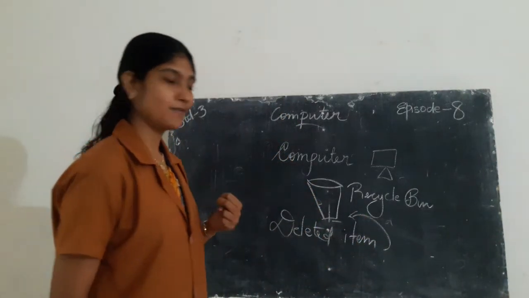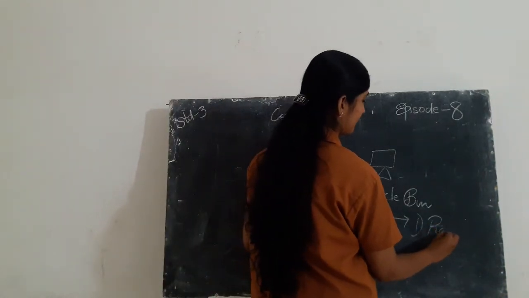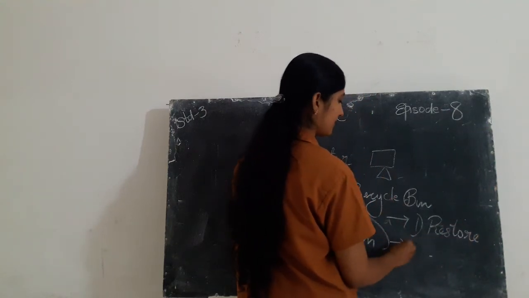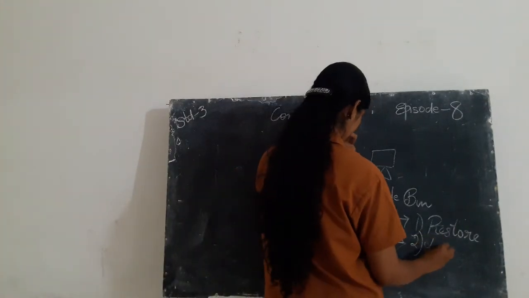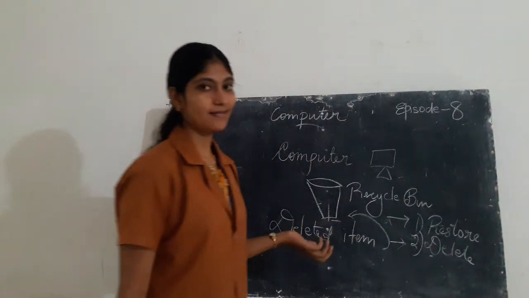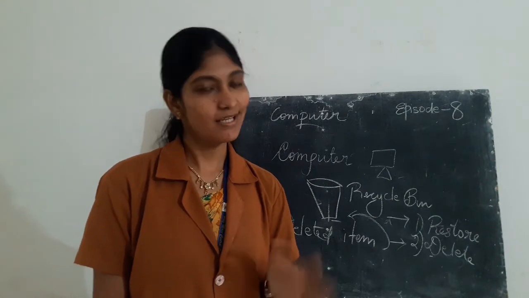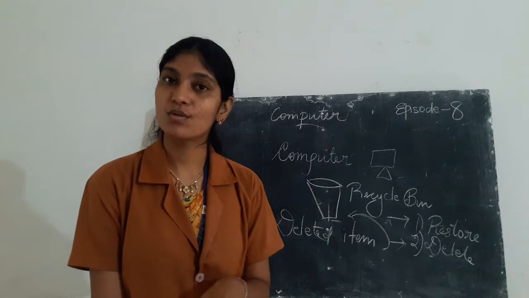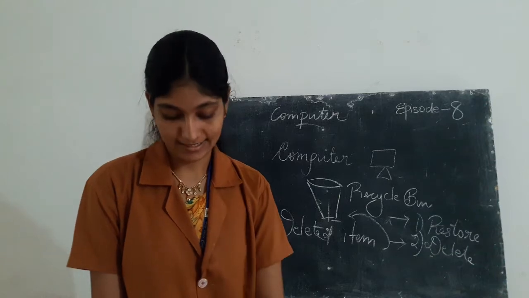It contains two options. The first one is restore and the second one is empty the recycle bin, which means permanently delete. You can restore from there, or if you want to delete the item permanently, you can do it there. So recycle bin means deleted items go to the recycle bin, and it contains two options, restore and delete.